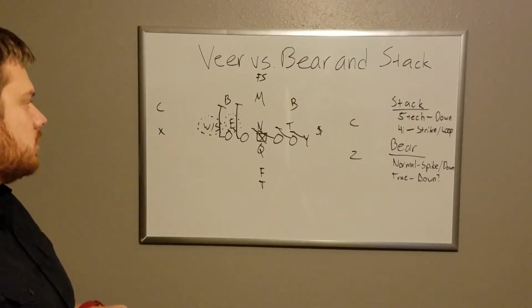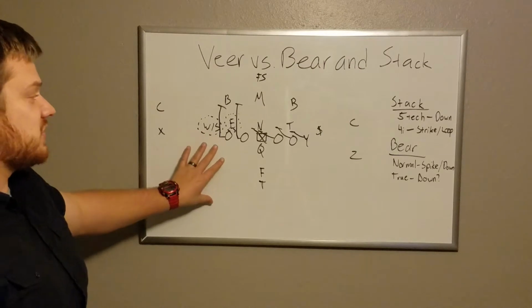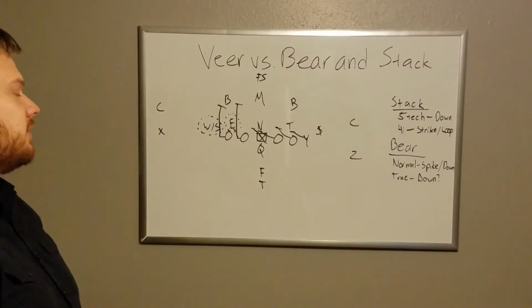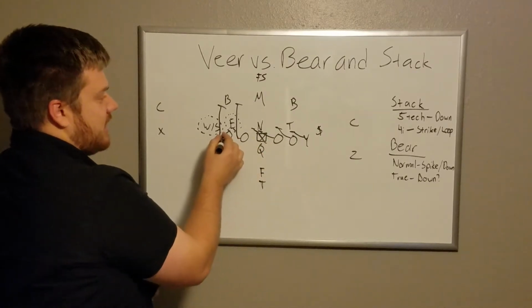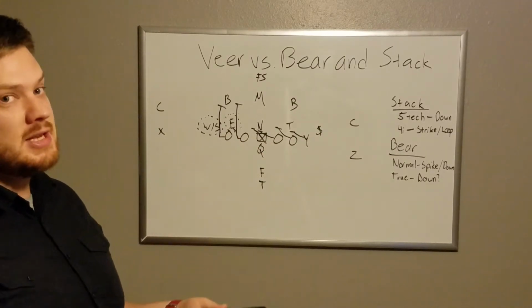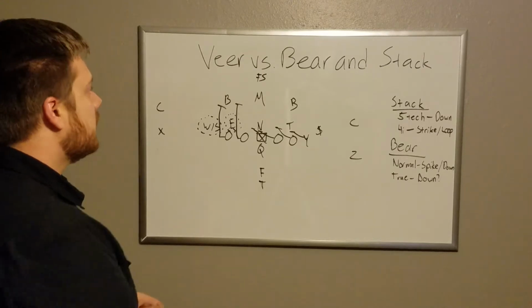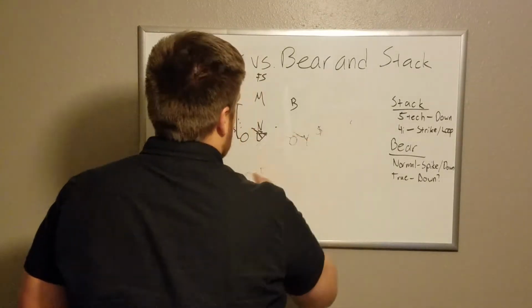We run that versus a stack, we run that away from the tight end. We also can run it to the tight end as well. We simply run loop, and we have a tight end, and he hears L, not an S, and so he runs his veer release. All right, let's talk about a bear defense now.